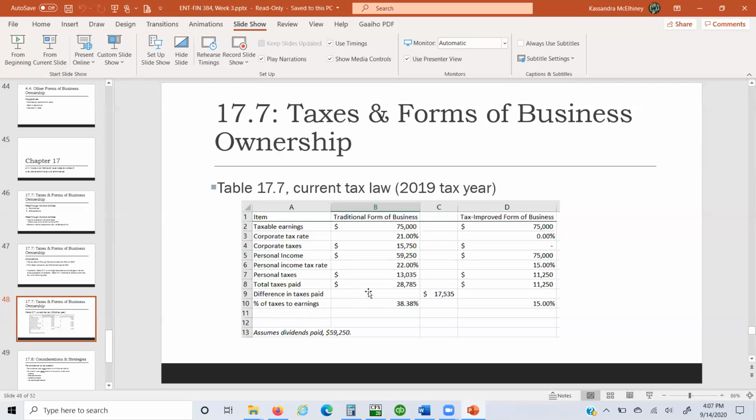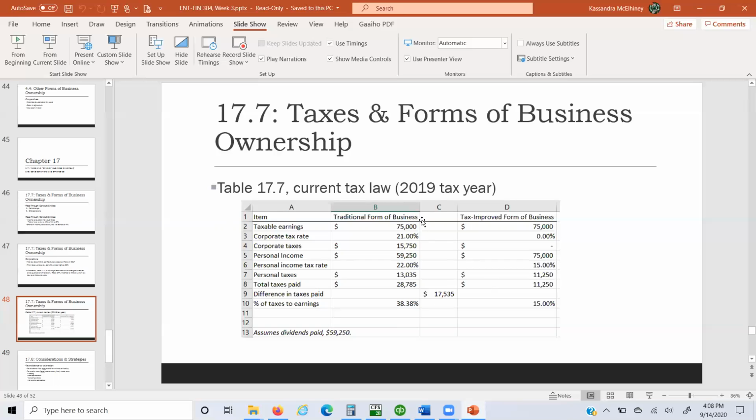So $59,250 for the traditional form of business, which is our C Corp. Column B is our C Corp, column D is an S Corp. So column B, traditional form of business, we would have paid corporate income tax at the rate of 21% on $75,000. Those individuals who earned the dividends would also have to pick up that dividend income of $59,250 on their personal tax returns and pay income tax on it again at the individual level. So assuming those individuals had a marginal tax rate of 22%, the total taxes paid on $75,000 is $28,785 for a C corporation, or 38% taxes to earnings, which is a lot.